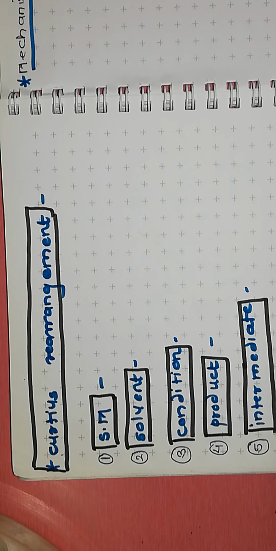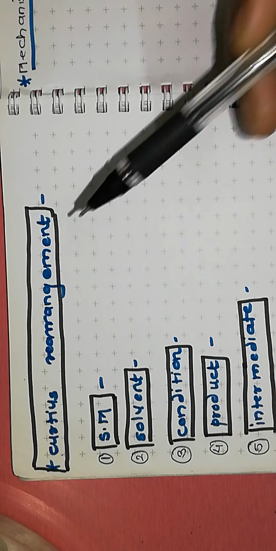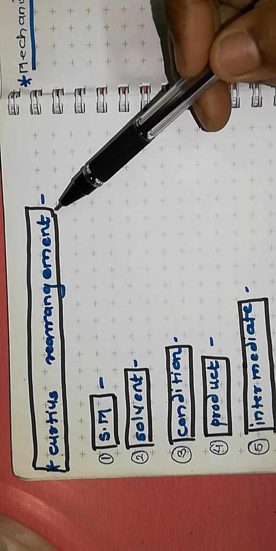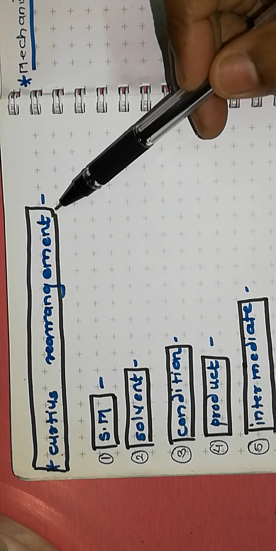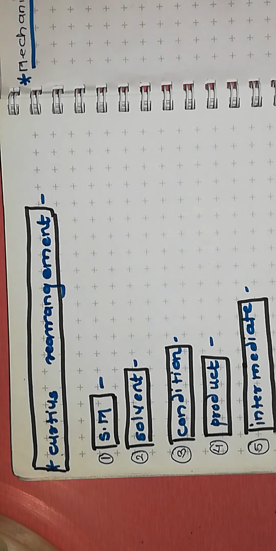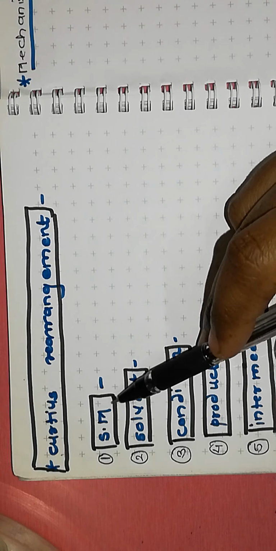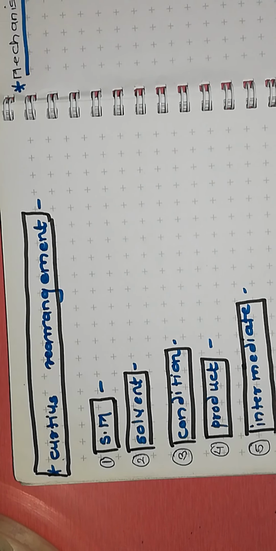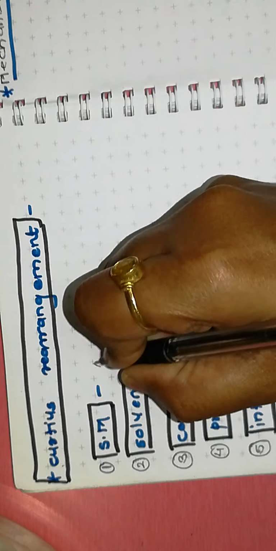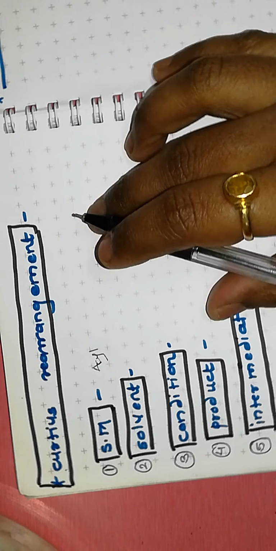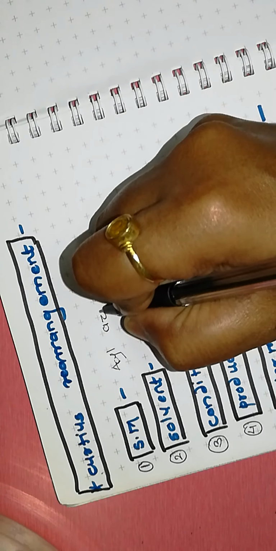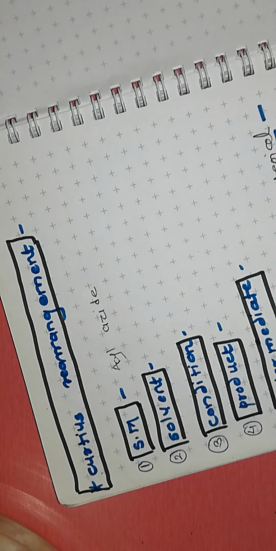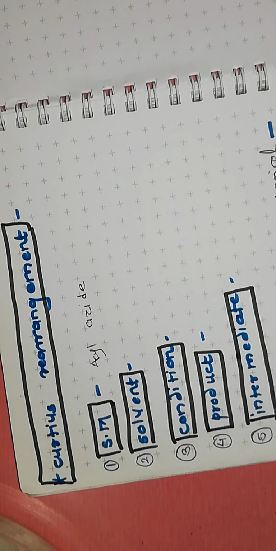In this video I will teach you Curtius rearrangement. This rearrangement is very important for your NET exam, SET exam, GATE exam and for your MSc. Now we can see what is the starting material for Curtius rearrangement. The starting material for Curtius rearrangement is acyl azide.